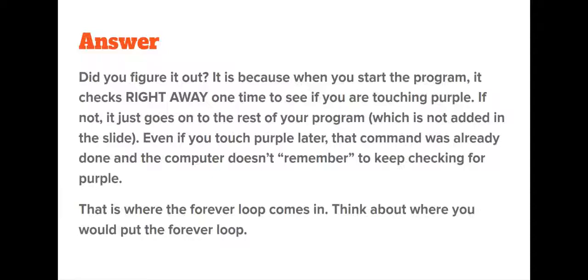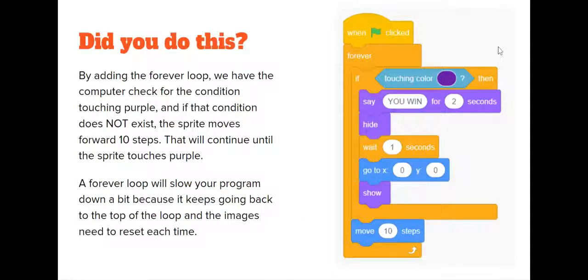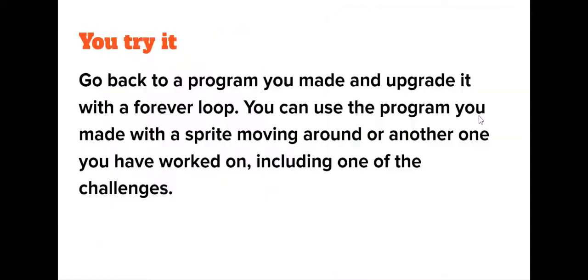Think about where you would put the forever loop in that previous program. Did you do this? Okay. So when the flag is clicked, forever, the program's going to check and see if you're touching purple. If you are, it'll say you win. It'll hide. It'll go back to the beginning and it'll show to be ready to start again. But if that's not true, it'll move 10 steps. Then it will go back up to the beginning of the loop and go through the whole thing again. So every time you move 10 steps, it'll check to see if you're touching purple.